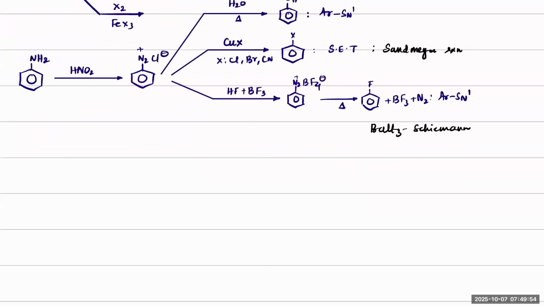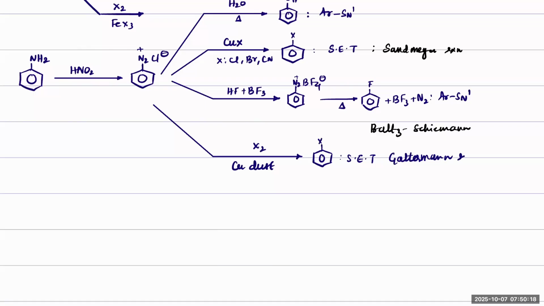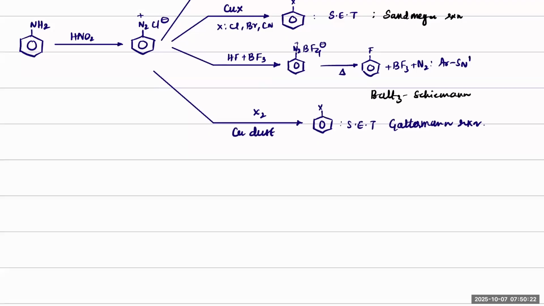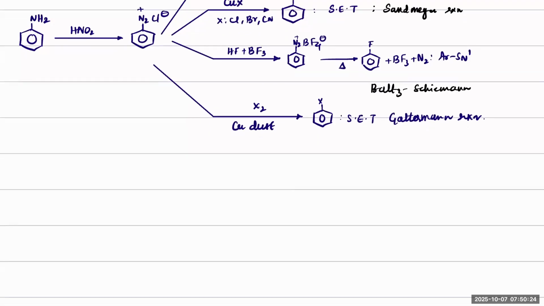The next reaction here is reacting with X2 directly, X2 in the presence of copper dust. This gives the same type of reaction as that of CuX here. This is also a single electron transfer mechanism, and this is called the Gattermann reaction. So these are some reactions that you need to remember.